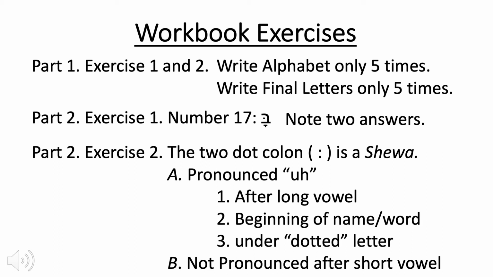However, Part 1 asks that you write the alphabet out 100 times, which is about 95 times too many and unnecessary. Instead, just write out the whole alphabet 5 times. You also only need to write the final letters 5 times, rather than the 10 times required by Van Pelt and Pratico. In Part 2, Exercise 1, number 17, you will see bait with a comets.